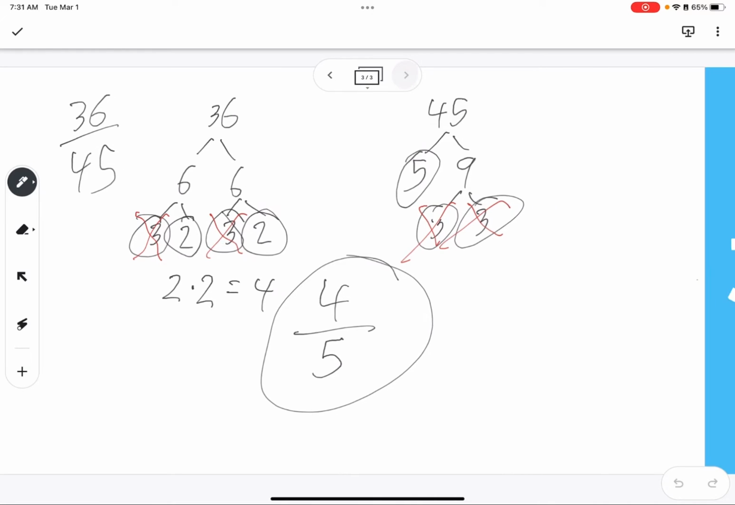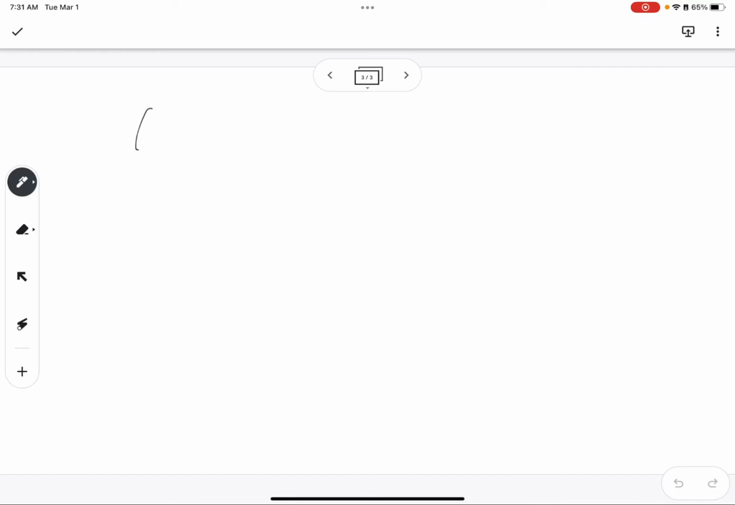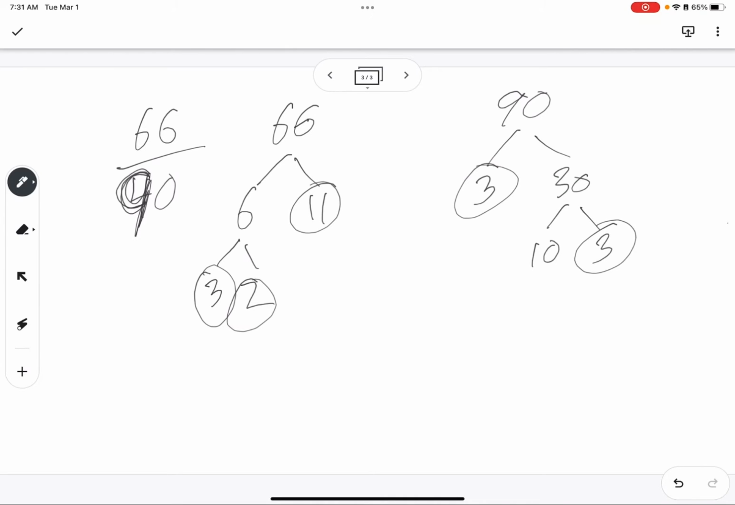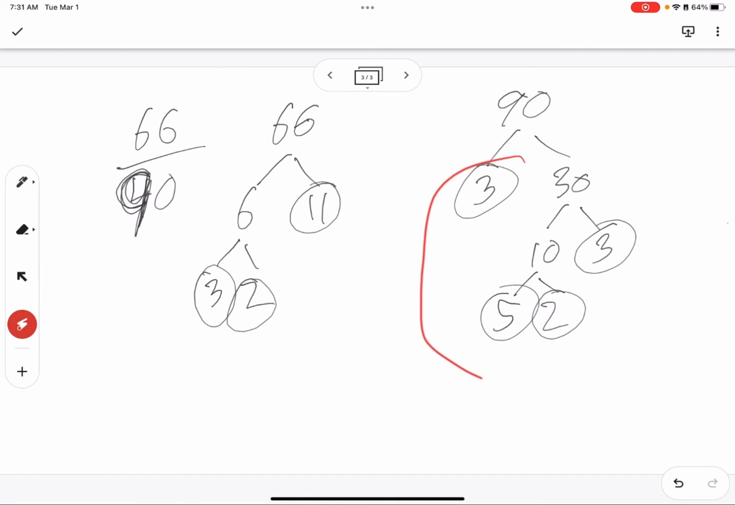All right, let's do the next one, okay? 66 over 90, my bad, over 90. Okay, so 66, 90. So this is 6 and 11. 11's prime. 6 is 3 and 2. Those are my 2 primes. 90, I've got 3 and 30. 3 is prime. 30, I've got 10 and 3. 3's prime. I've got 5 and 2. Just doing this real fast here so you can kind of see. Now I factored them all down to my prime numbers.